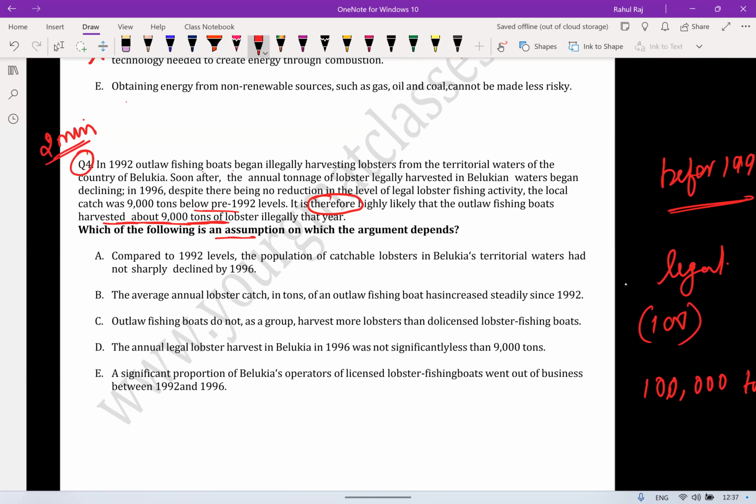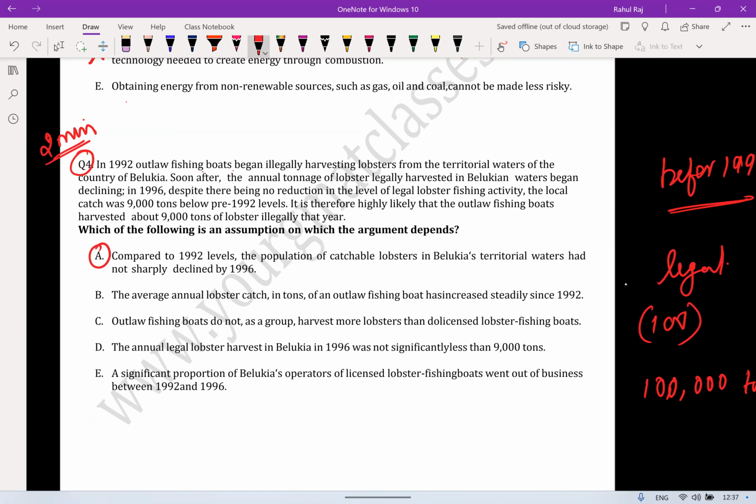Argument depends means conclusion depends, because the conclusion is the gist of an argument. You write all the facts to reach some sort of conclusion, so that is the opinion. So when you say which of the following is an assumption on which the argument depends, it means which of the following assumptions the conclusion depends on. Simple logic. Argument means conclusion.